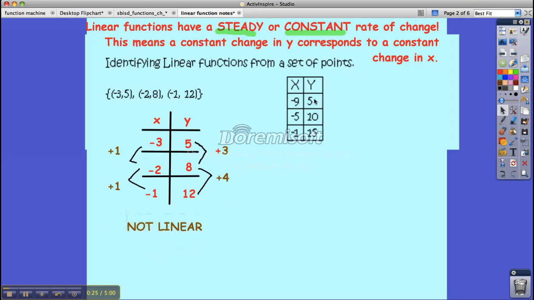So I want y'all to pause the video and try to do this one completely on your own to determine whether this is a linear function or not. So pause the video, and when you unpause the video, I'll have the answer up here, but make sure you try it by yourself first.